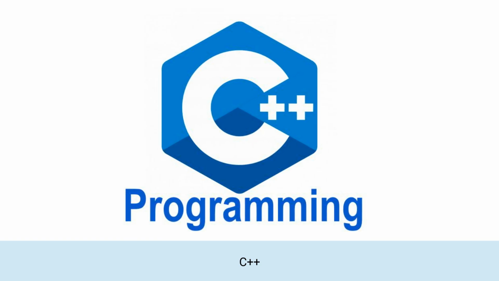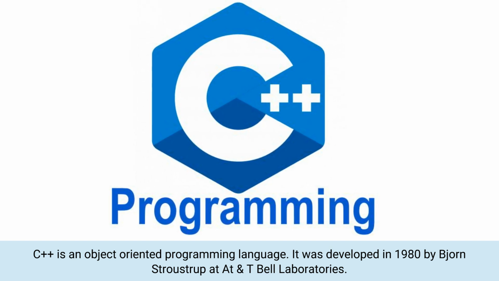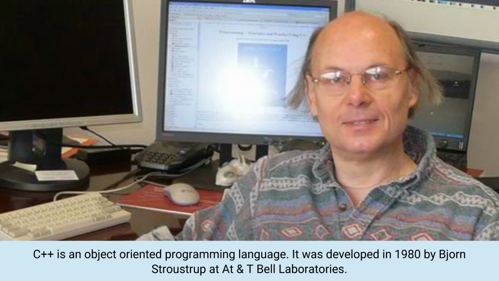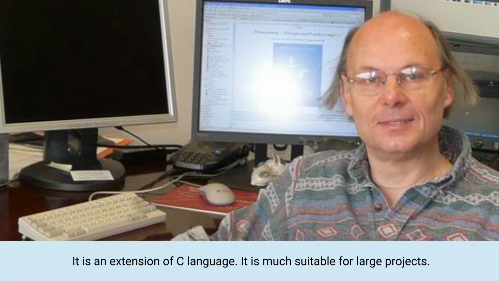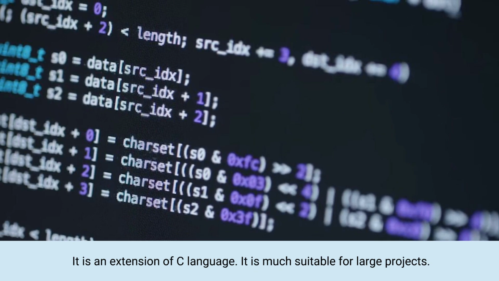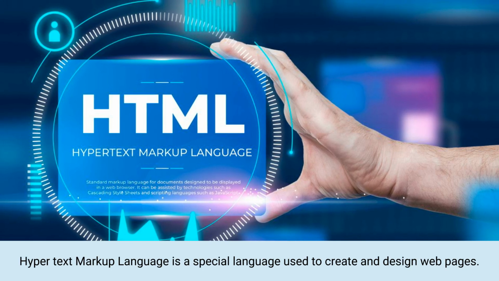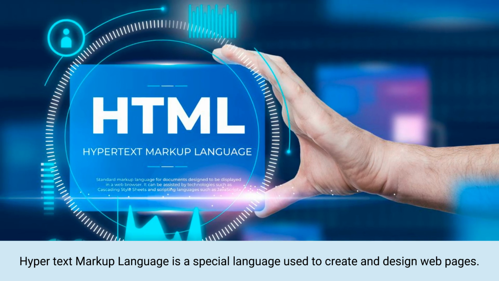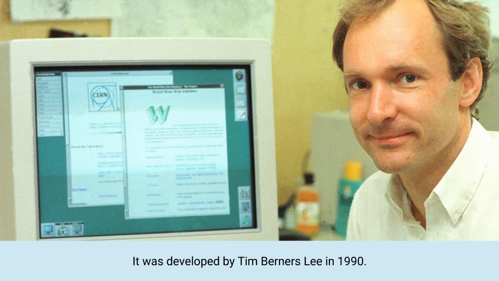C++. C++ is an object-oriented programming language. It was developed in 1980 at AT&T Bell Laboratories. It is an extension of C language. It is much suitable for large projects. HTML. Hypertext Markup Language is a special language used to create and design web pages. It was developed by Tim Berners-Lee in 1990.